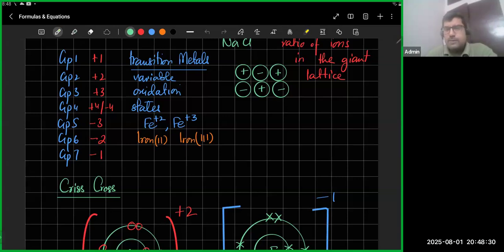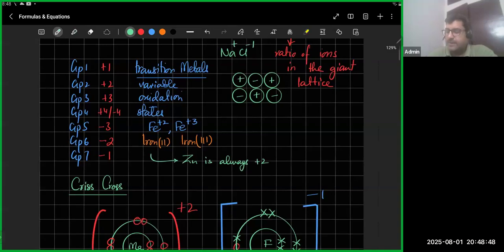I told you one more thing, which is that although zinc is in the same block as a transition metal, always remember zinc is always +2, and no one is going to mention what the charge of zinc is, although it's a transition metal element.